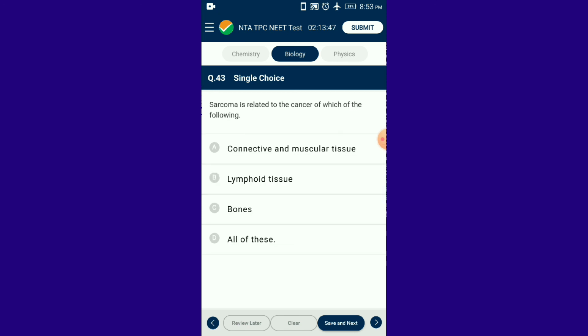Question number 43. Sarcoma is related to the cancer of which of the following? Sarcoma is related to the cancer of connective and muscular tissue, lymphoid tissue, bones. So the answer for this question is option D, all of these.